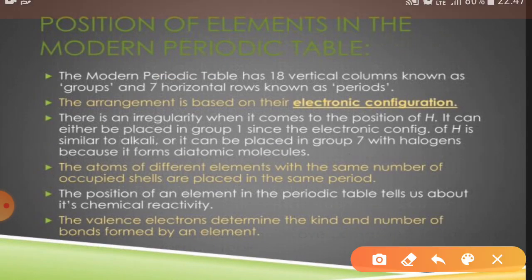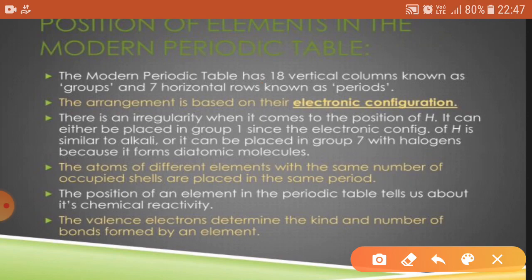In the modern periodic table, there are 18 vertical columns known as groups and 7 horizontal rows known as periods. This whole arrangement of elements is based on the electronic configuration. That's why hydrogen is placed at the top of the alkali metals in the modern periodic table, because only one electron is present in its valence shell.